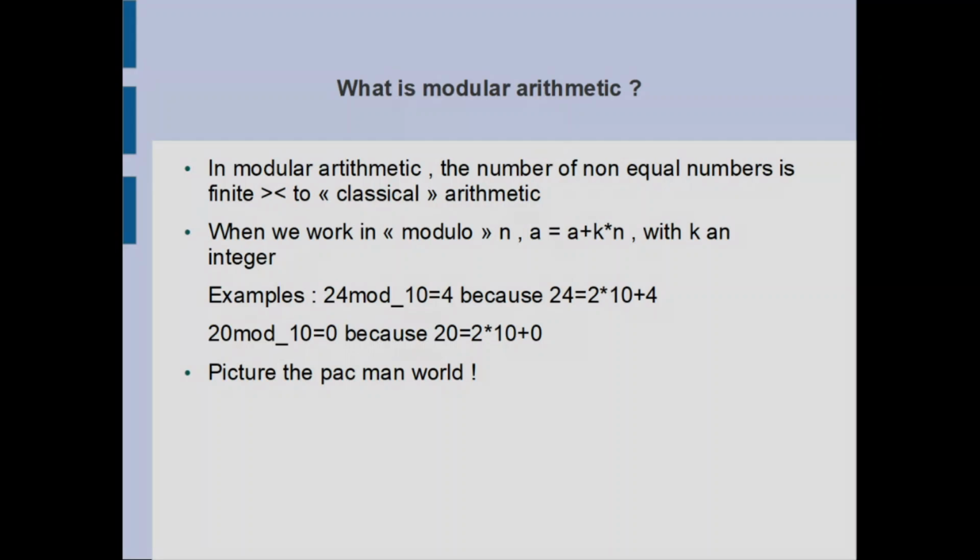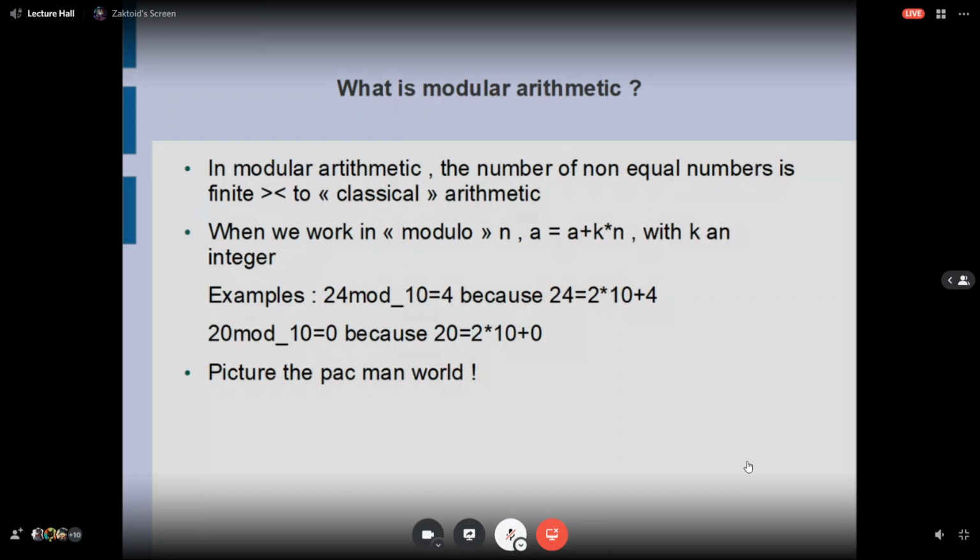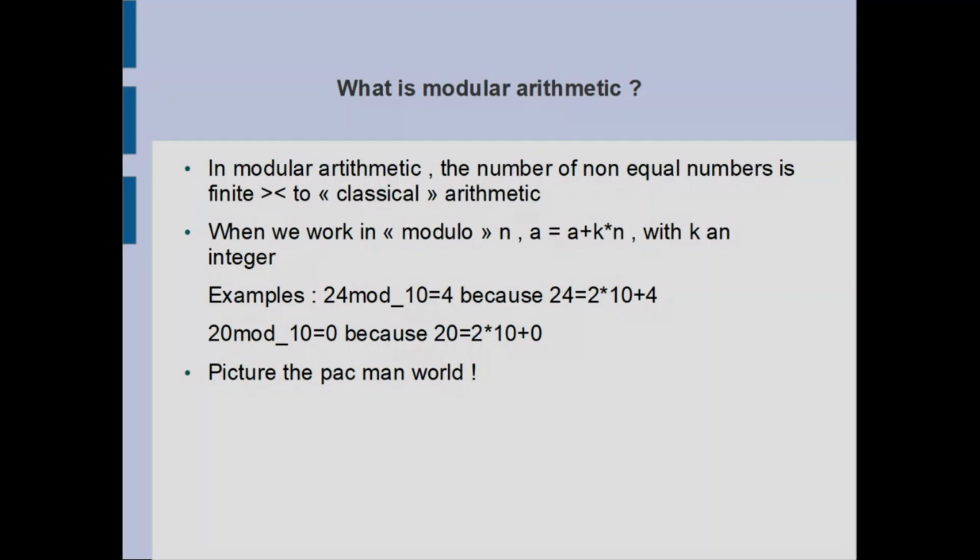Yeah, SPO, you're right. SPO said that mod 4 counts like 1, 2, 3, 0, 1, 2, 3, 0, and so on. And 0 can be 8, 4, 16, and every multiple of 4. Okay.